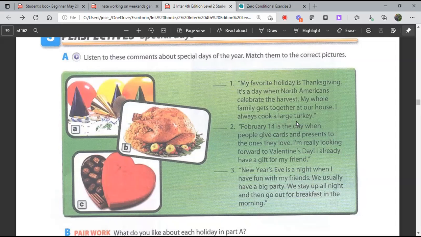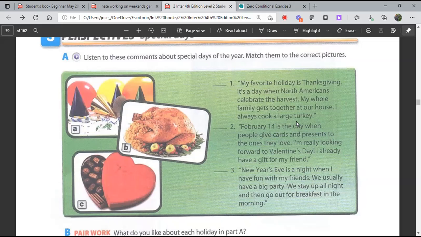Unit 8. Let's celebrate. Page 51, exercise 3, perspectives. Special days. Part A. Listen to these comments about special days of the year. Match them to the correct pictures.